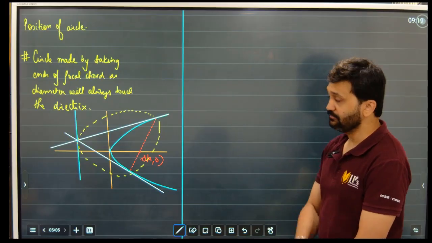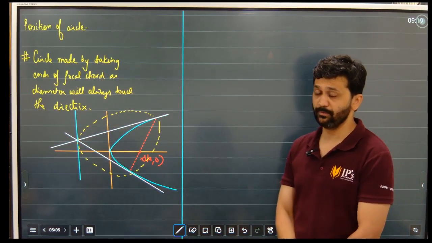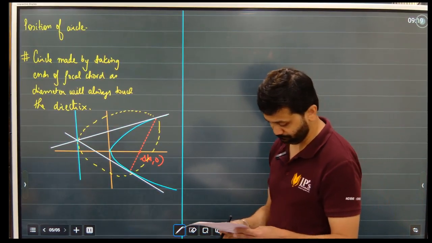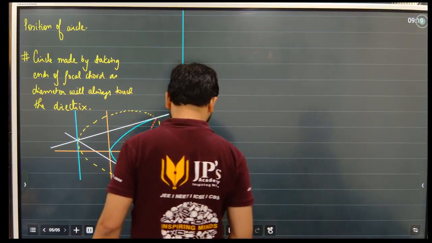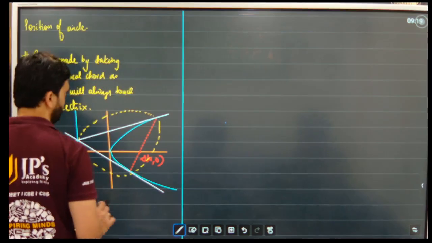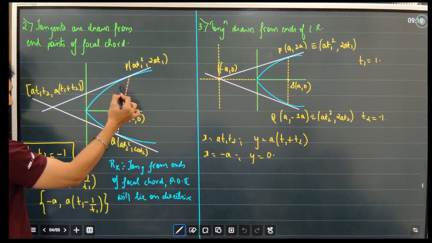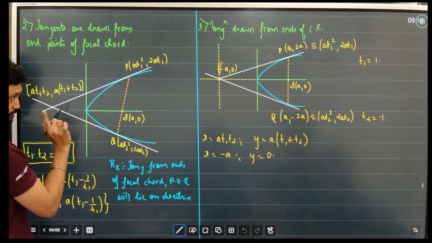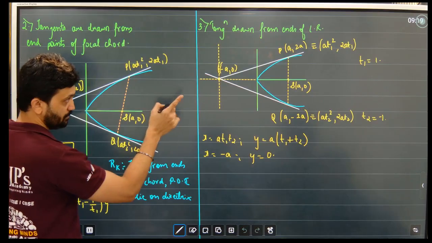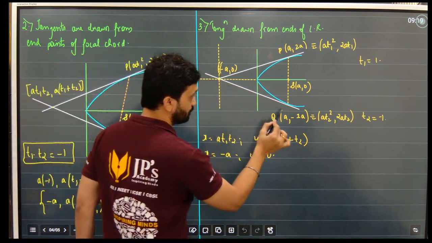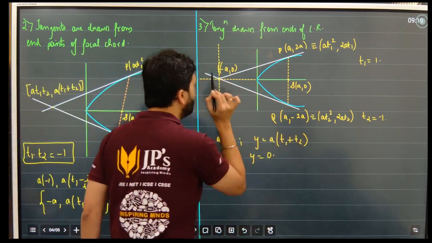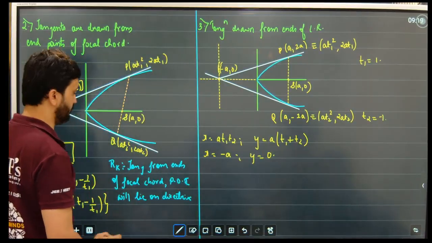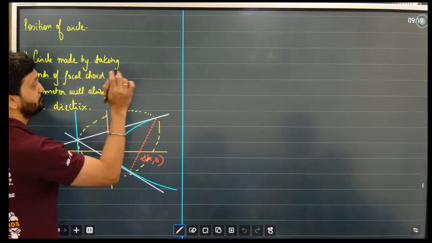Now this is the focal chord. What will happen if I take my latus rectum as diameter? See, it's the same condition being repeated. So in this condition, the circle will always touch the directrix. But in this condition, if I make a circle here, it will touch where? At the foot of the directrix. Remember this, it will touch at the foot of the directrix.